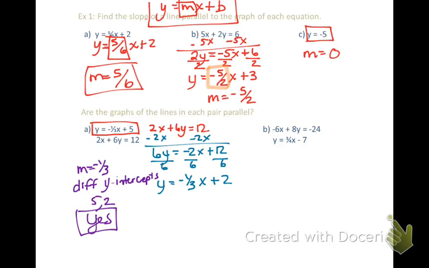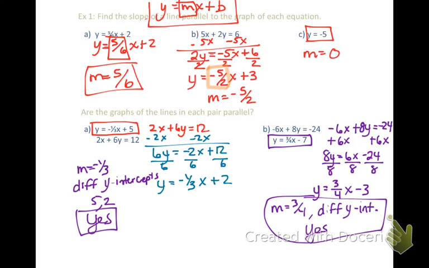B. I have this one, the y is already by itself, but the first one isn't. So I'm going to do all that work and find out what y equals. All right, so I did the problem. And after I did all the work, y equals 3/4 x minus 3. And both slopes are 3/4. And they both have different y-intercepts. So yes, they are parallel to each other.